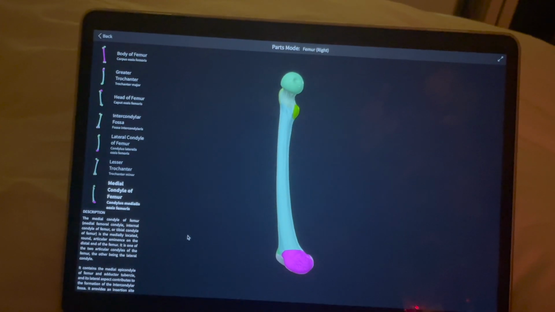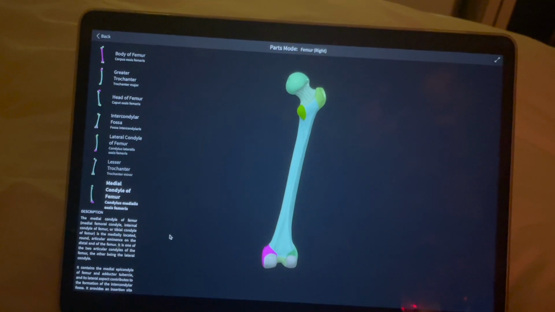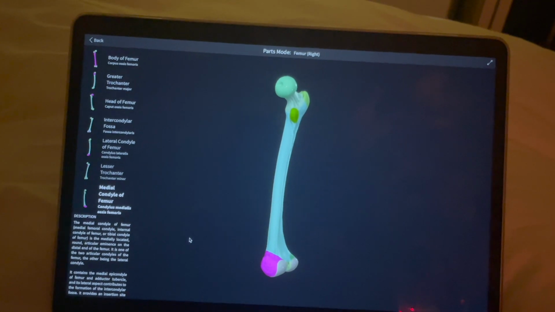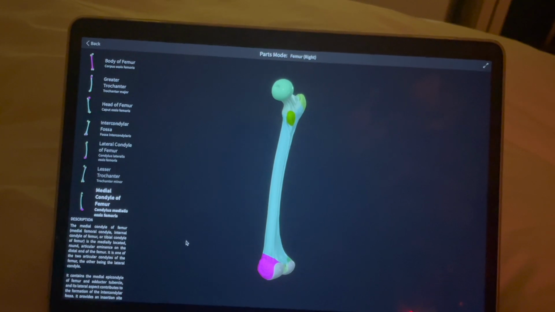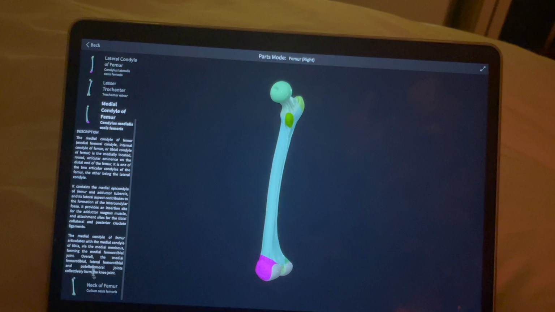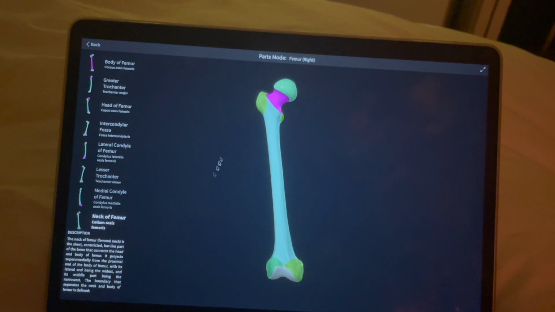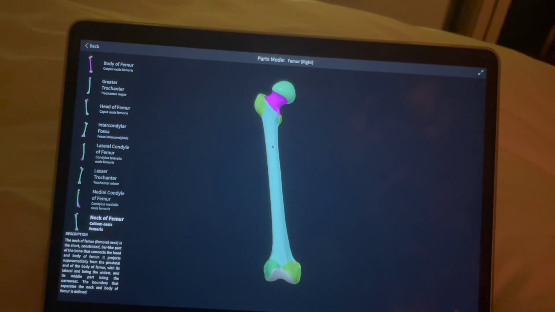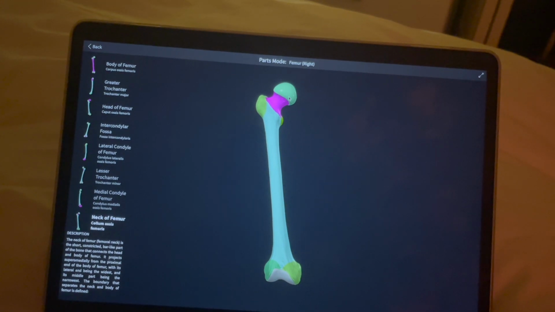We also have the medial condyle, so this is going to be on the medial aspect of your femur. It's an internal condyle of the femur. It is medially located. Finally, we have the neck of the femur, which is what attaches the shaft or the body of the femur to that femoral head right there.